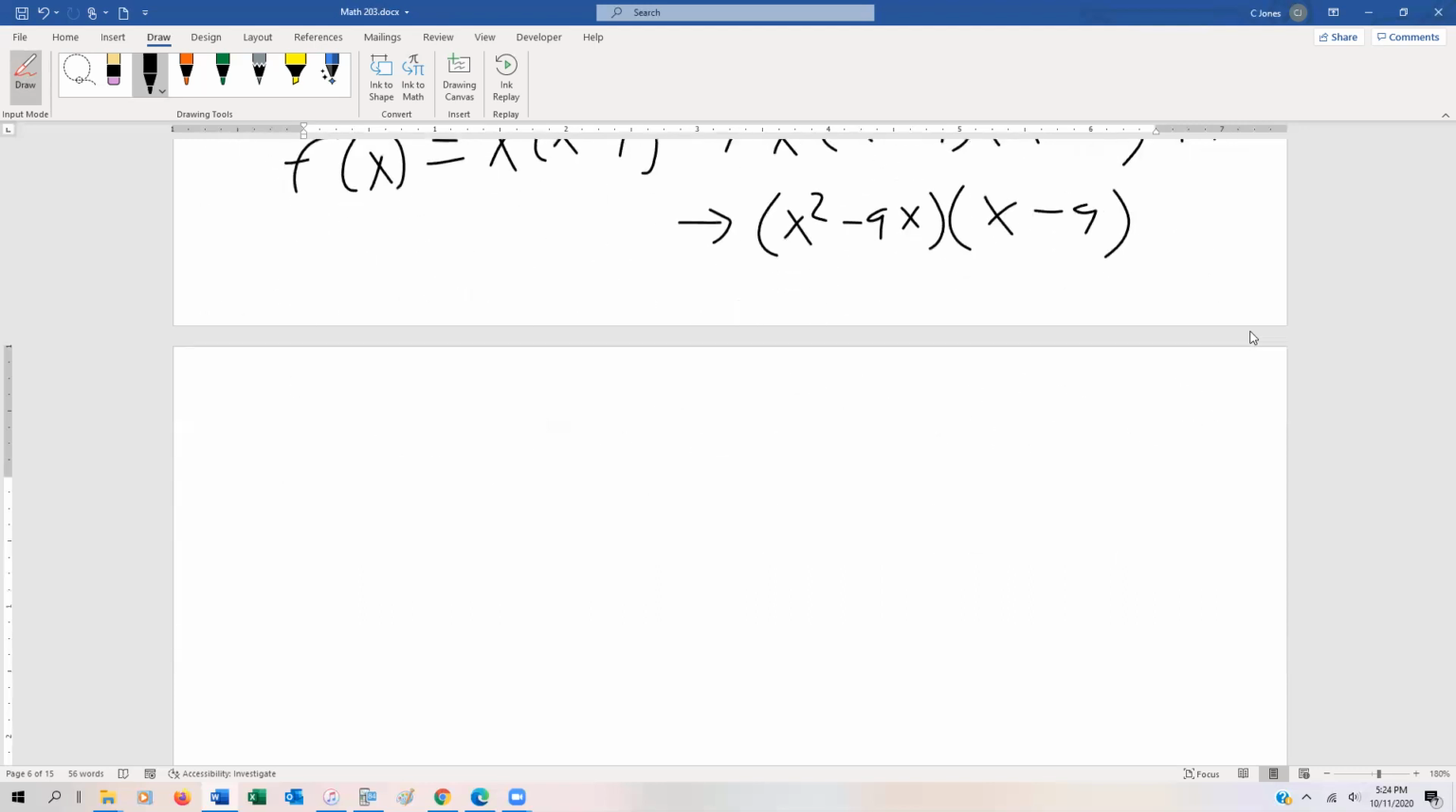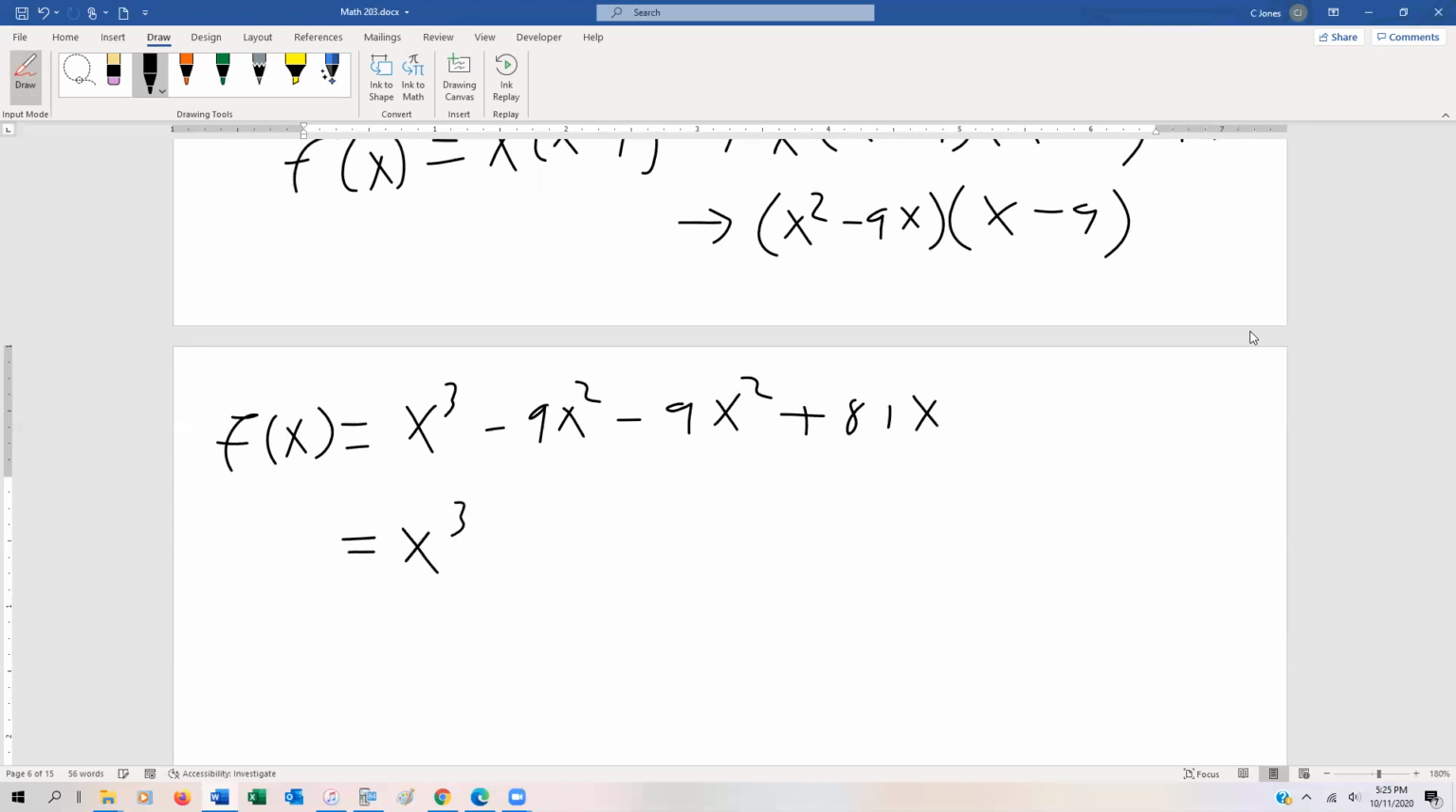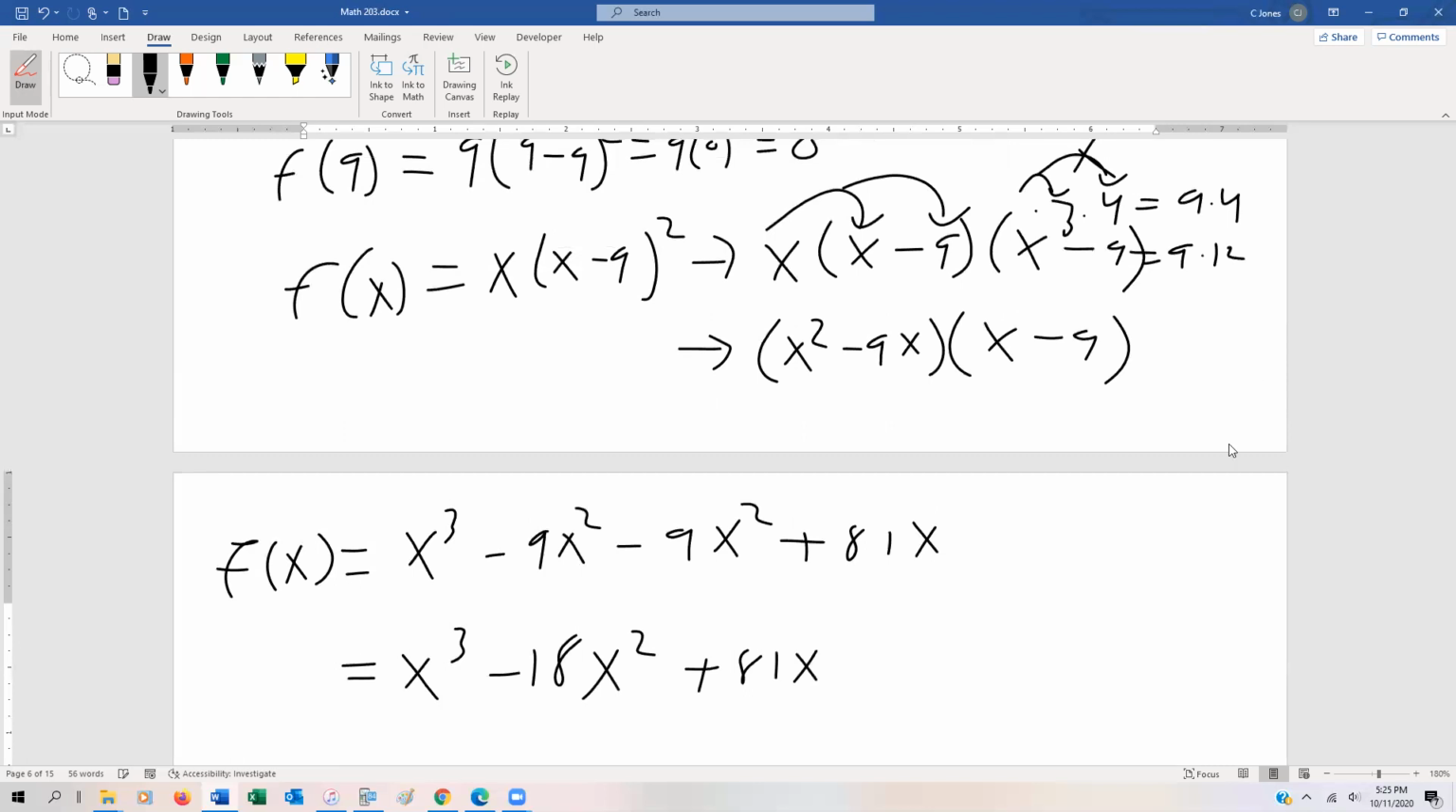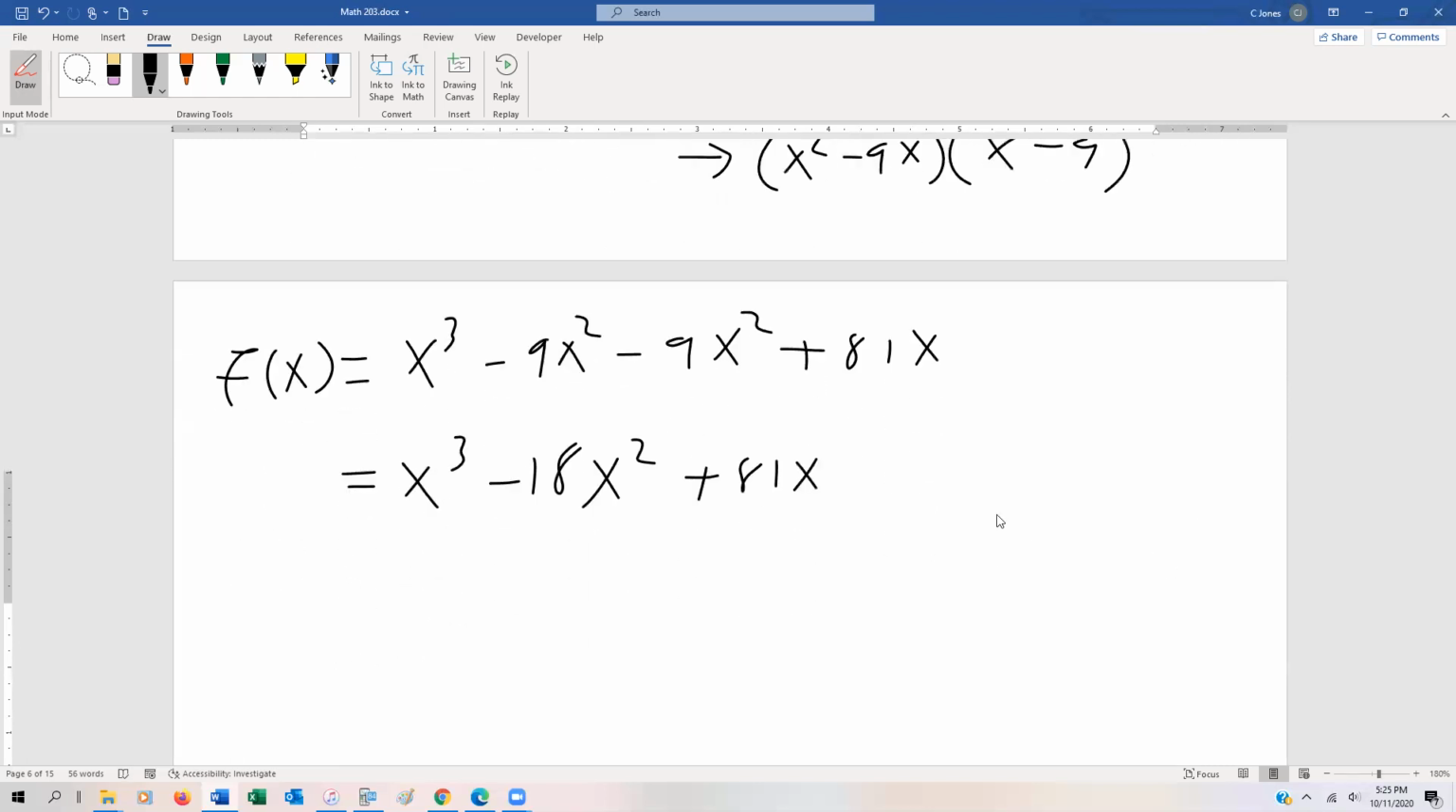All right, so be careful with your algebra. Now we're going to FOIL this. So notice no derivative yet. We're just expanding. So x cubed minus 9x squared minus another 9x squared plus 81x. Okay, or in other words, our final expanded version is x cubed minus 18x squared plus 81x. Now we find the derivative.